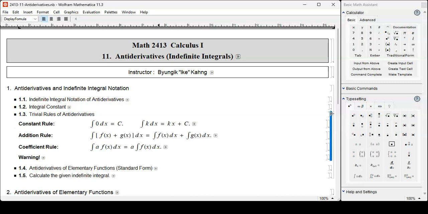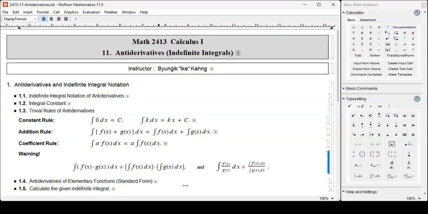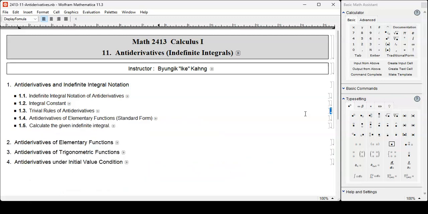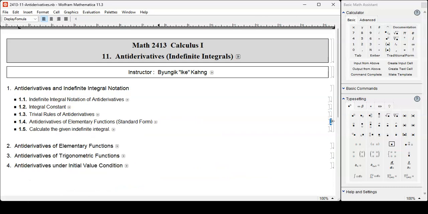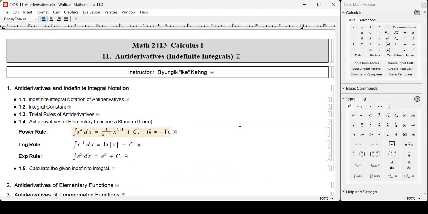And some rules. Constant rule, addition rule, coefficient rule, and some further warning. Doesn't work for multiplication or division. The power function, add 1 to the power and divide.